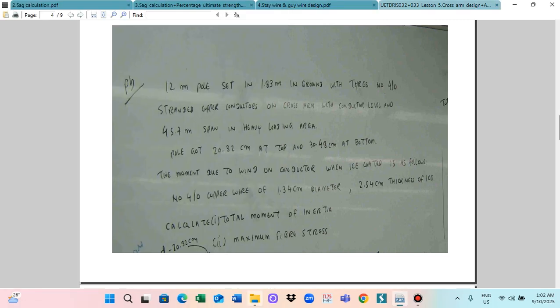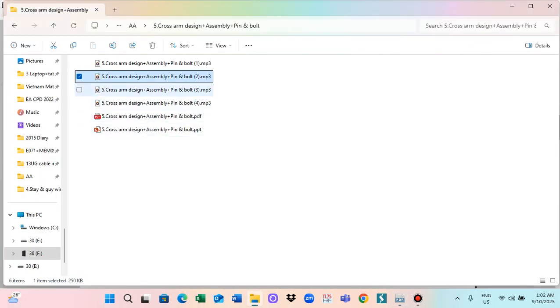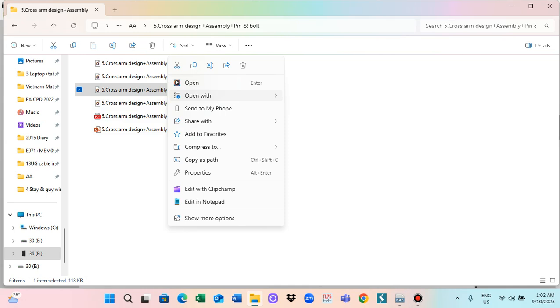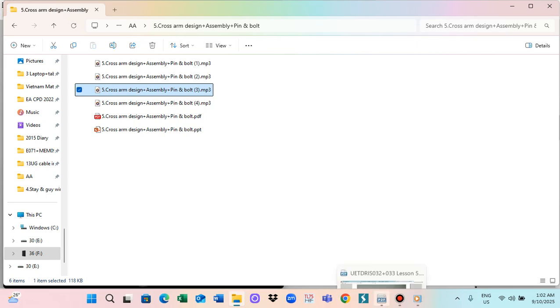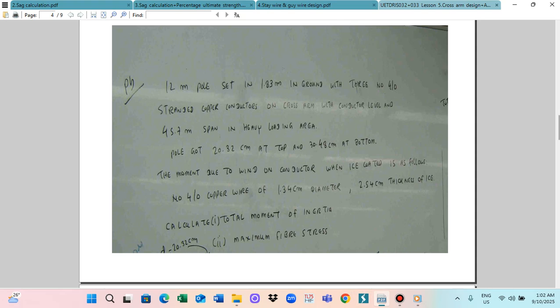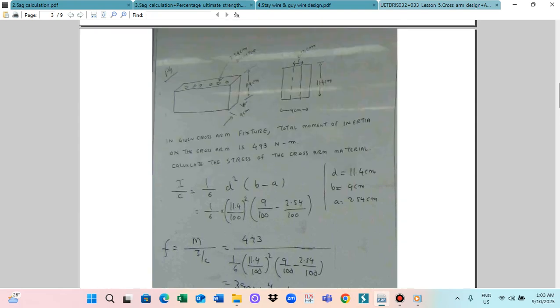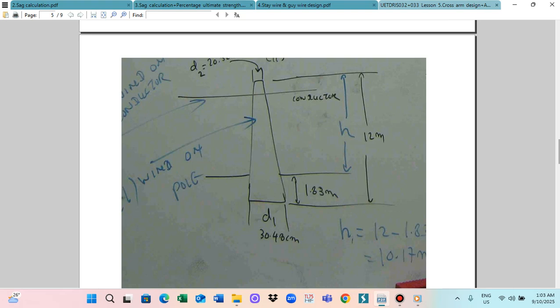Okay, so this is a cross arm assembly. In the given cross arm, pressure on the bowl and pressure on the pin you can also calculate. So this is the bowl, this is the cross arm. This is the tower. This is the bowl. And this is the cross arm.